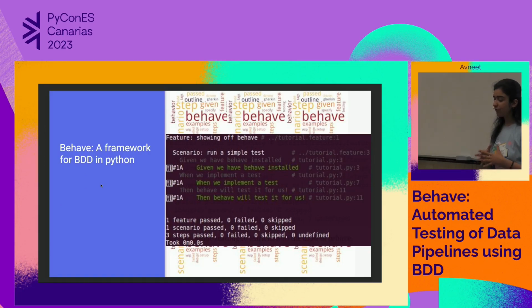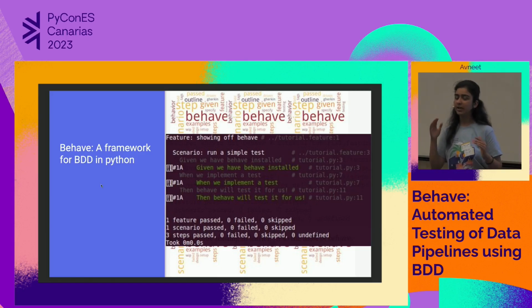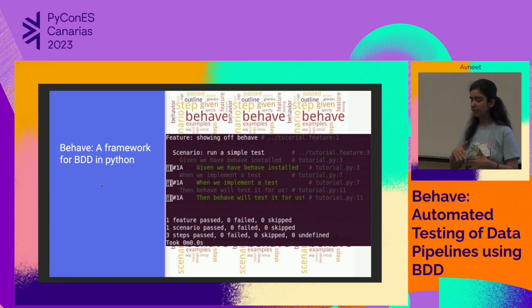One feature file can also consist of multiple scenarios. In this particular example, we have one feature file and one scenario, but in the same feature file, we can also define multiple scenarios. Each scenario consists of a sequence of steps, which are called the given, when, and then steps.